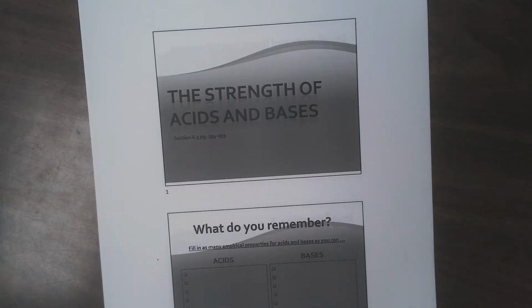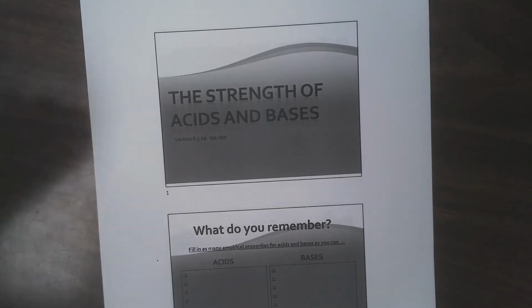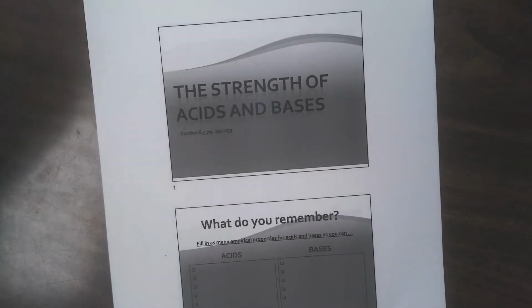So we're going to go back through properties of acids and bases, and we're going to talk about what makes them a strong acid, what makes them a strong base, what makes them a weak acid, and what makes them a weak base. So this is lesson 6.5, strengths of acids and bases.